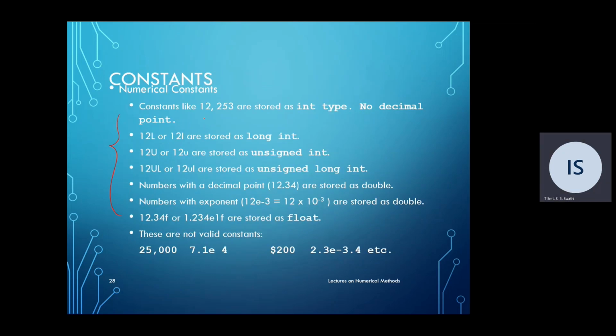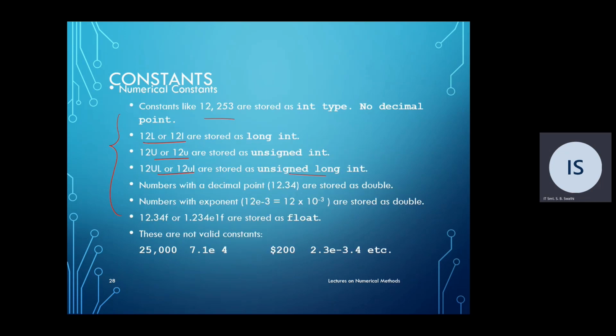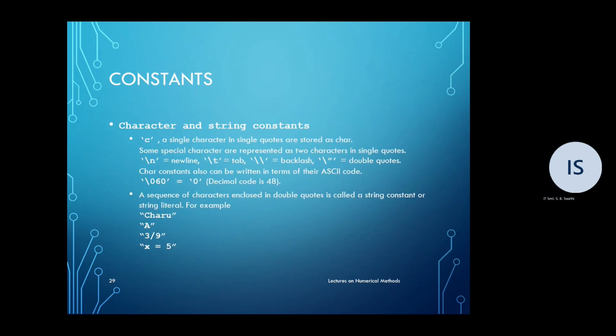Similarly, we have these numerical constants. These are the different declarations we can use for long int, unsigned int, long int, unsigned long int. So this is purely for simple integers. Constants indicate that when you declare them, the values of those particular variables are not going to change.